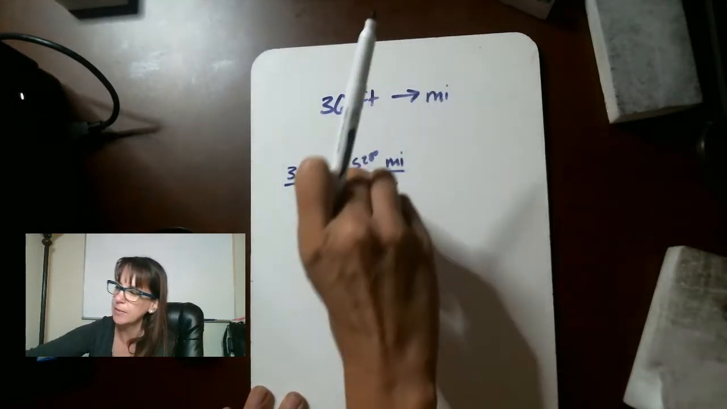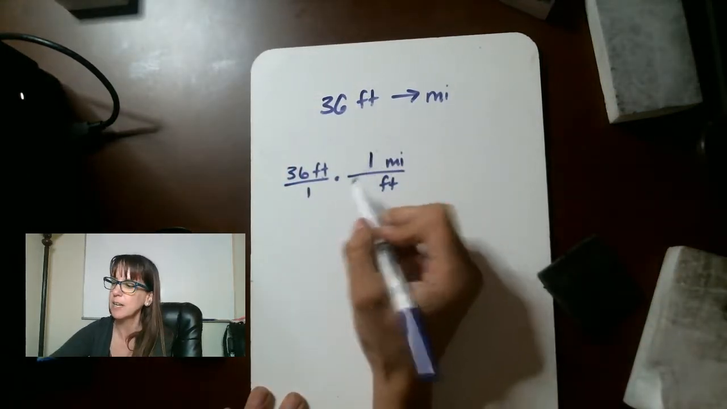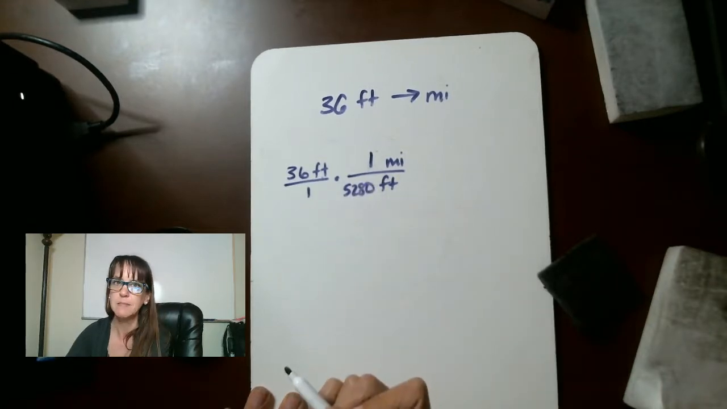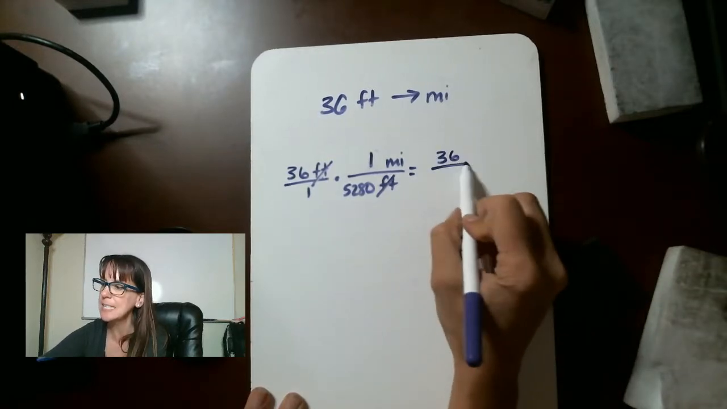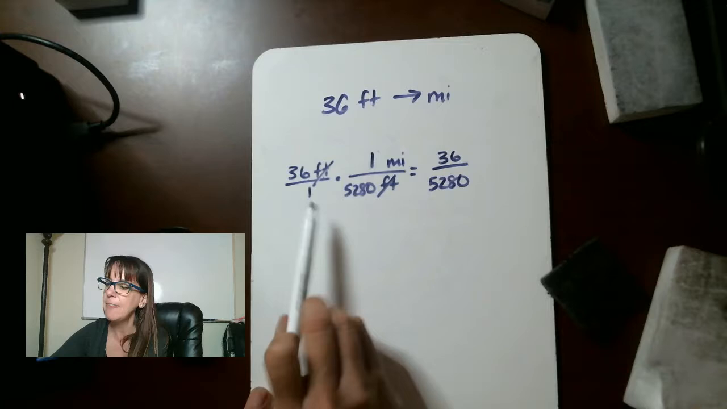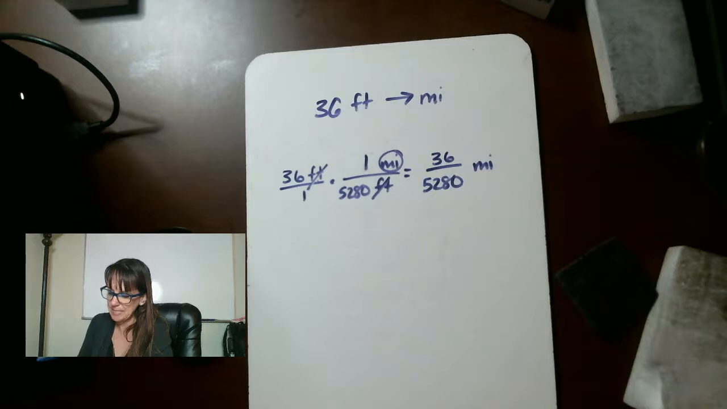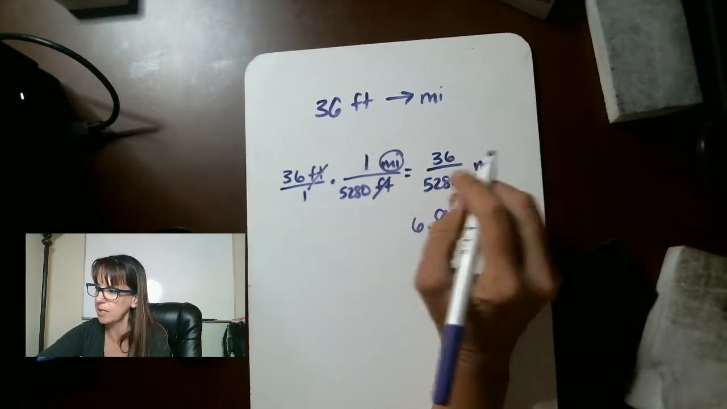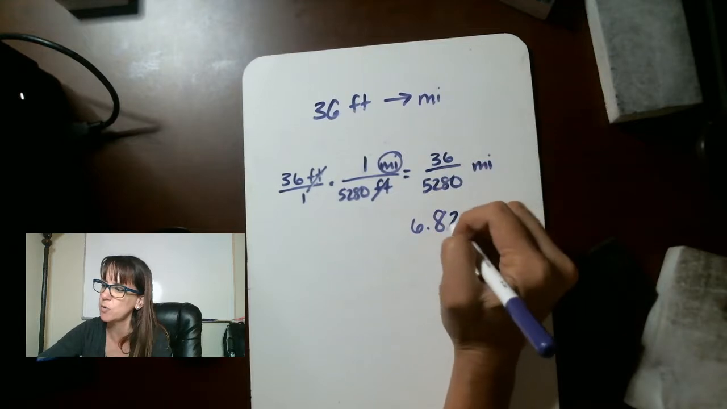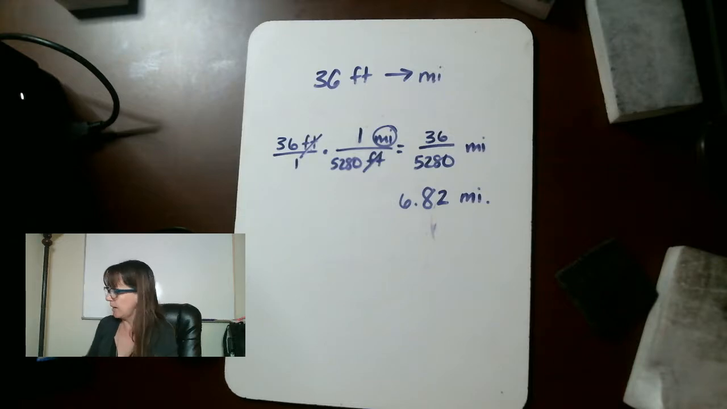So be real careful about this. Sometimes you're going to be putting the 1 on top and the big number on bottom. 1 mile gives us 5280 feet. Our units cancel out, and upstairs we're left with 36, downstairs we're left with 5280, and the unit that we're left with is miles. So let's do that on the calculator. 36 divided by 5280 gives us 6.81818181. So we're going to do 6.82 miles for that conversion. Okay, let's do.